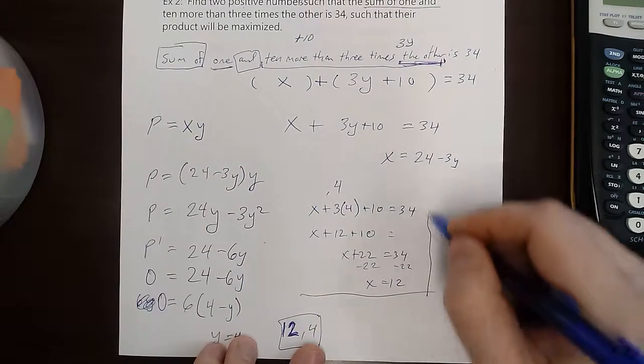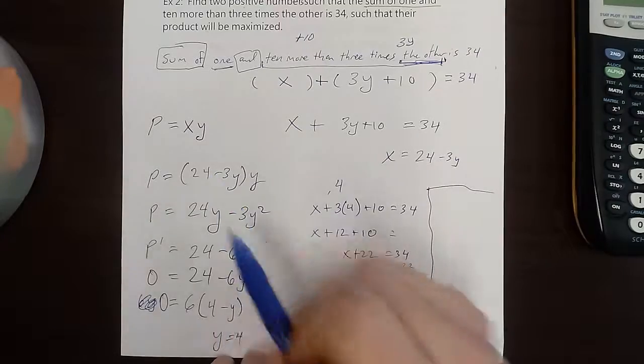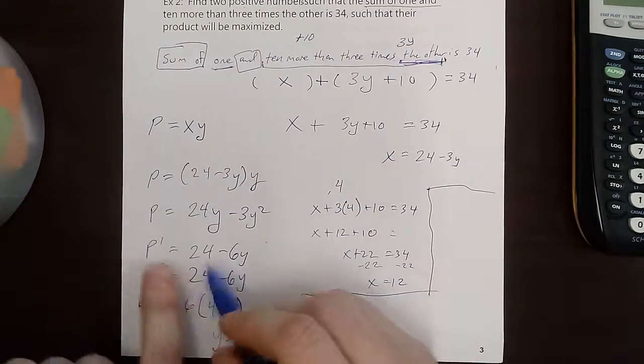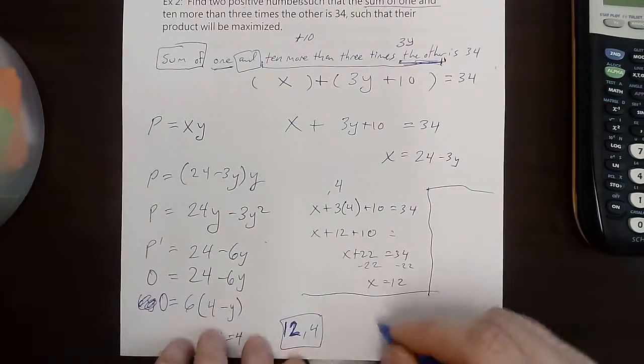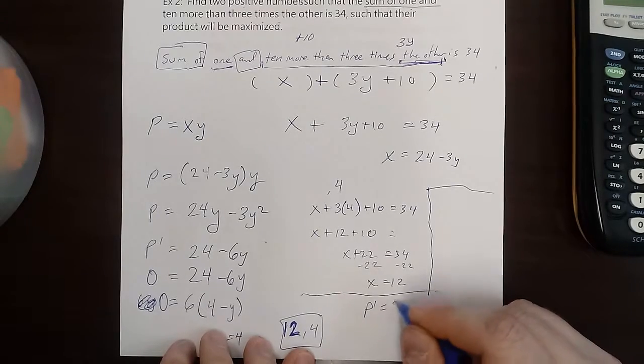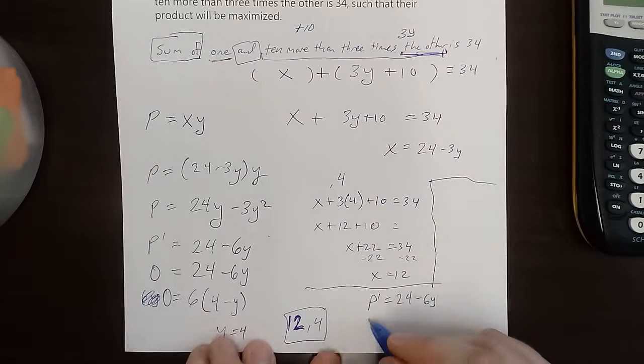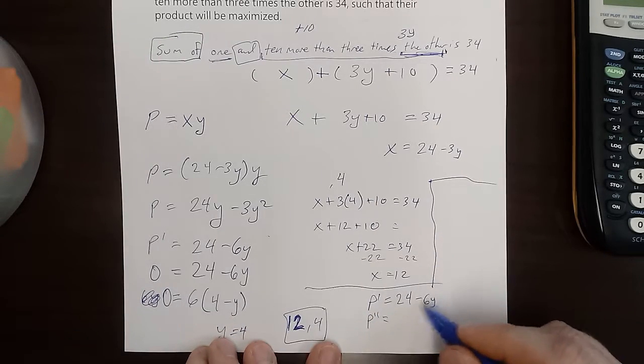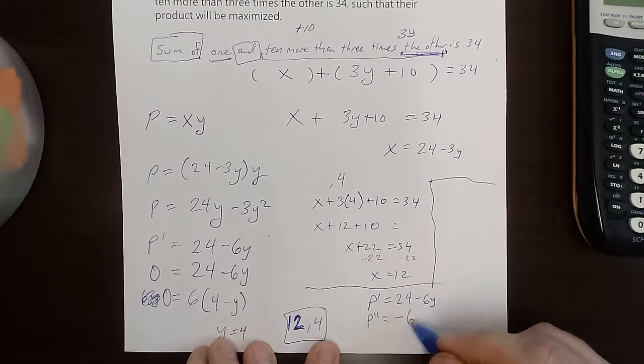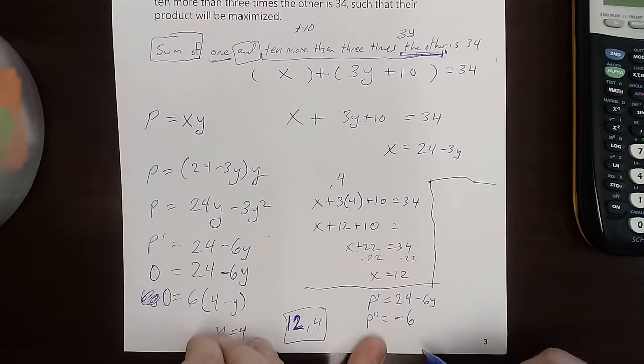Alternatively, another way to do it is to test the concavity when y is 4. So if we were to test the concavity of this, we know that p prime is equal to 24 minus 6y, right? Well, p double prime, if we take the derivative of that, is equal to negative 6. Oh, the y is even gone.